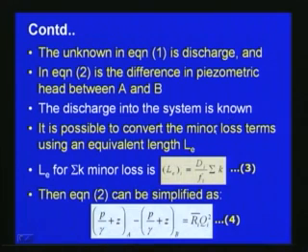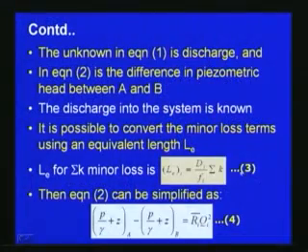It is possible to convert the minor loss terms using an equivalent length. We have already seen how to use the equivalent length earlier. The equation corresponding to the equivalent length can be written as L e i equal to d i by f i into sigma k, where d is the diameter of the corresponding pipe, f i is the friction factor and sigma k is the loss coefficient. So L e is equal to d i by f i into sigma k, as given in equation number 3, and then equation 2 can be simplified.